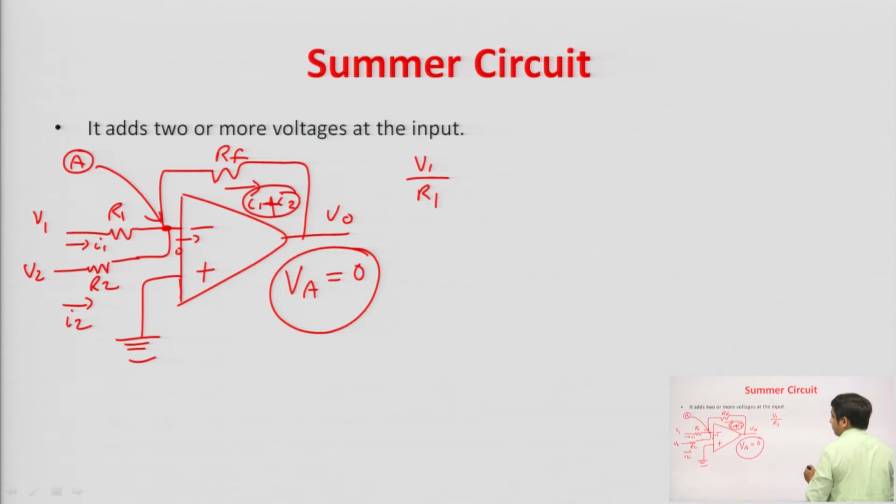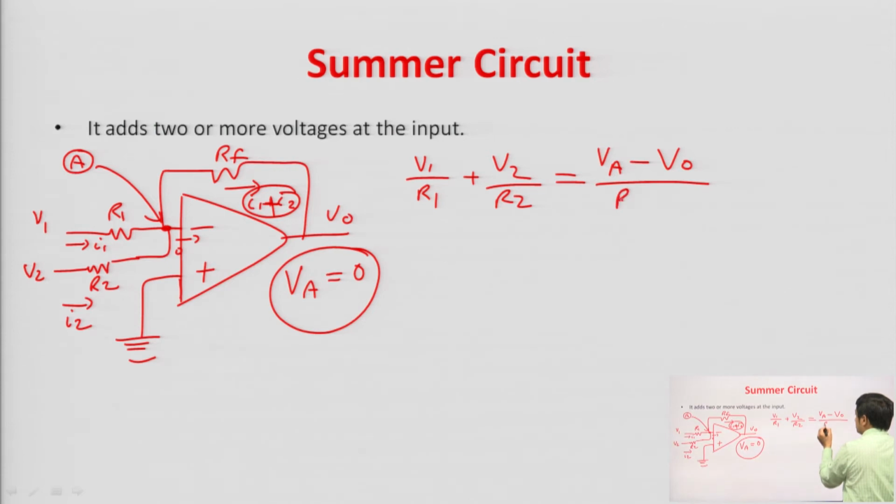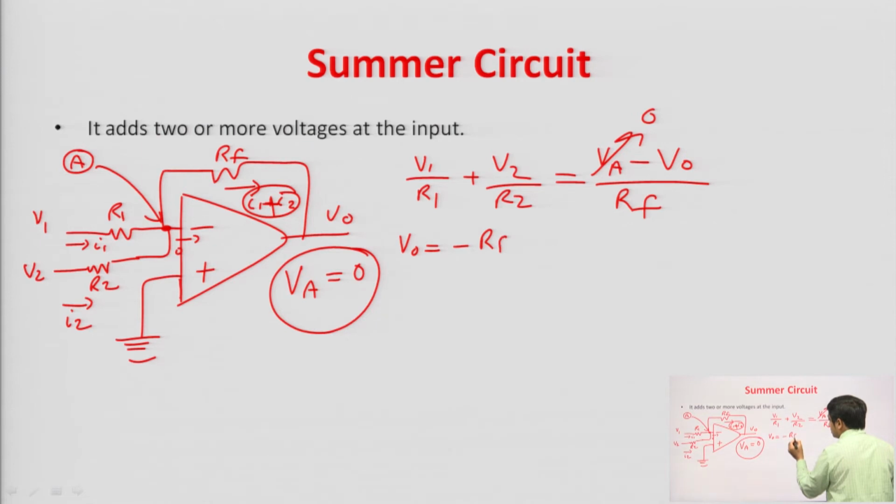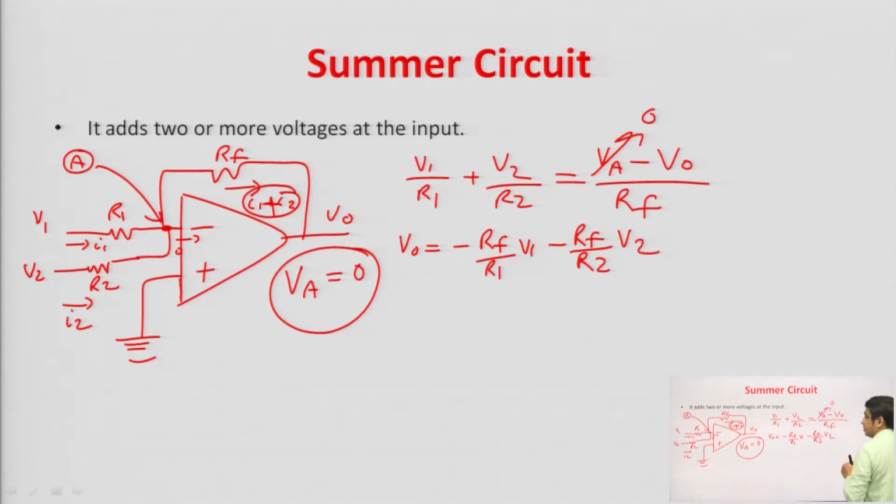So, V1/R1 + V2/R2 will be equal to (V_A - V_o)/R_f, and this V_A is 0. Now, from here what will be the output voltage? The expression can be written as minus of Rf/R1 into V1 minus of Rf/R2 into V2.